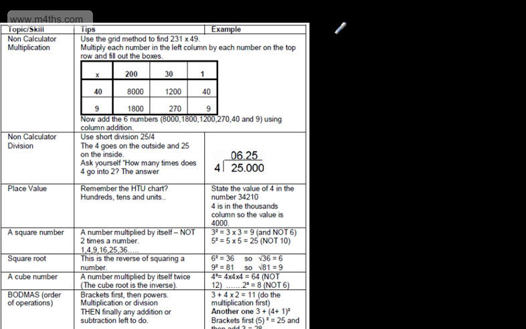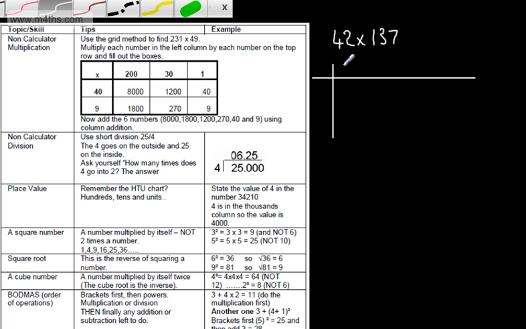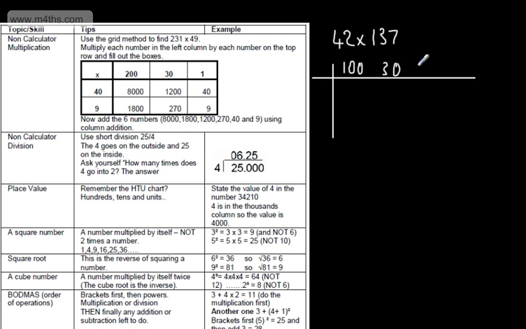Let's do a 2-digit number by a 3-digit number. So let's say we wanted to do 42 multiplied by 137. So all I do is set this up in a grid. So we're going to have 42 and 137. I'm going to have along the top either the 42 or the 137. It really doesn't matter. I'm going to put the 137, so I'm going to split this up into 100, 30 and 7. We're going to multiply this by 42. I'm going to split this up as 40 and 2. So I split it as tens and units.